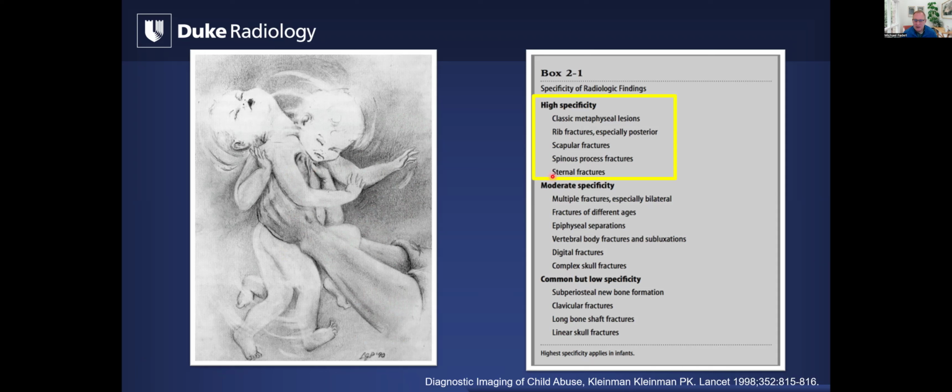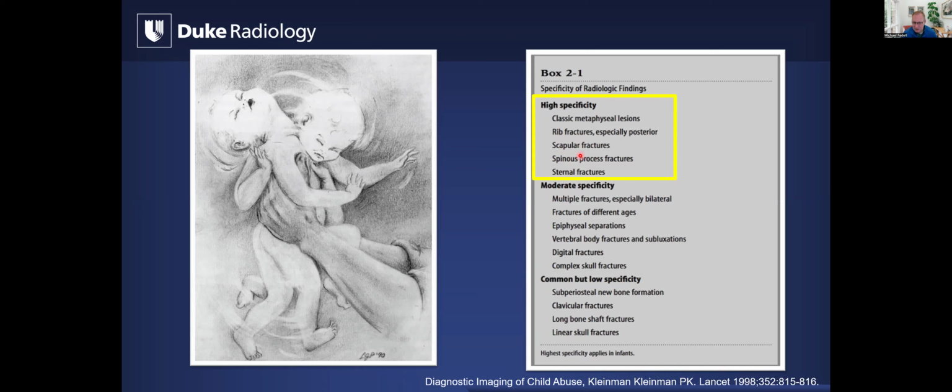So unless you're looking at a lateral view of a chest or a spine for a sternal fracture, you're going to miss it. And unless you're looking for a spinous process fracture on a lateral view of the spine, you're going to miss it. Scapular fractures tend to be relatively occult unless you're looking for them. Rib fractures can be pretty difficult to identify. And in addition, now we're also looking at the costochondral junctions for fractures as well.